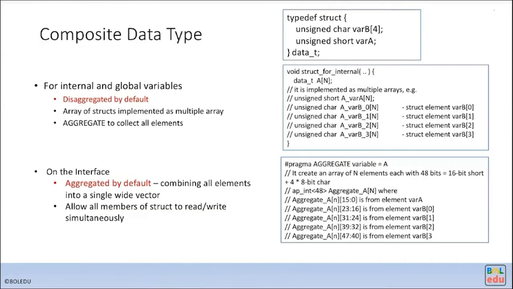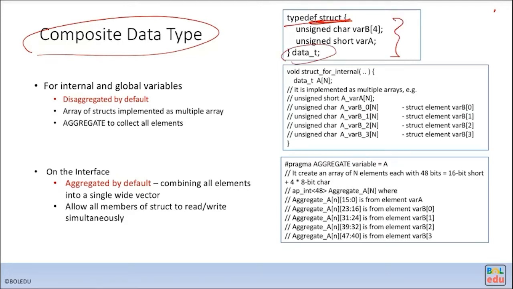Okay, next I'll introduce the composite data type. We use struct in C programming a lot, so in HLS implementation we will also use the struct data type. A struct has multiple elements inside. You can use a struct for internal or global variables, or another case is using the struct on the interface, and they have different behaviors.